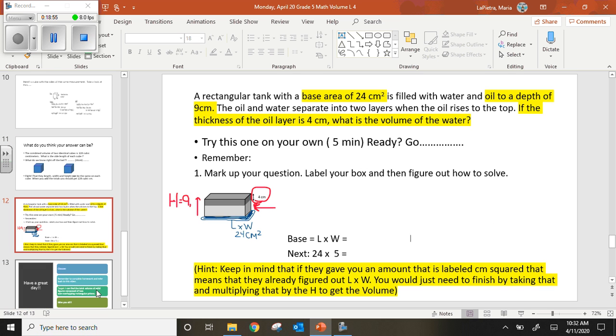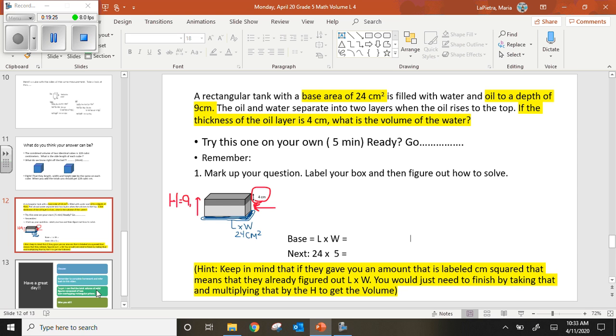Okay, let's look at our next one. A rectangular tank with a base of 24 centimeters squared is filled with water and oil to a depth of 9 centimeters. The oil and water separate into 2 layers when the oil rises to the top. If the thickness of the oil layer is 4, what is the volume of the water?